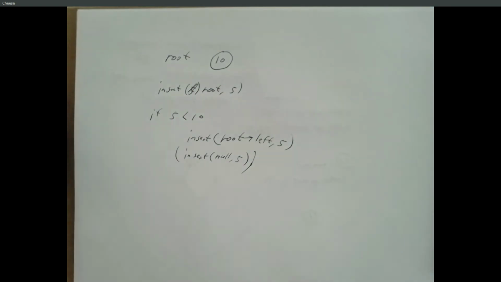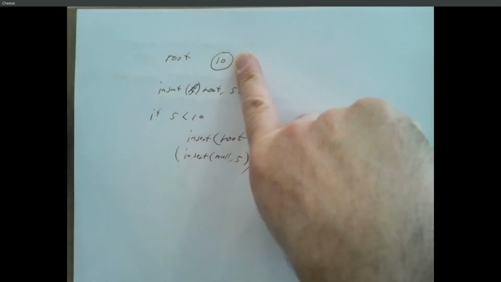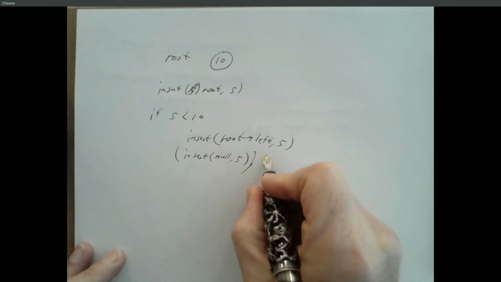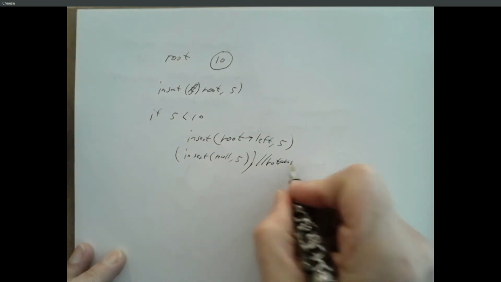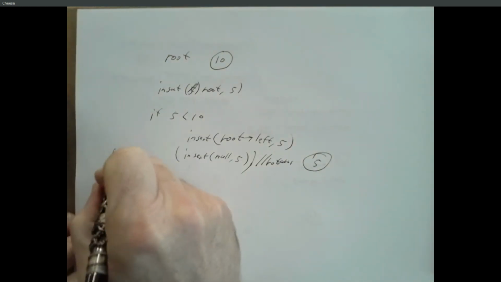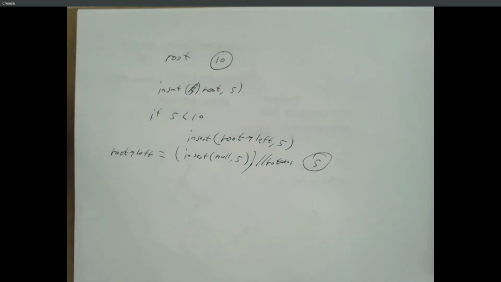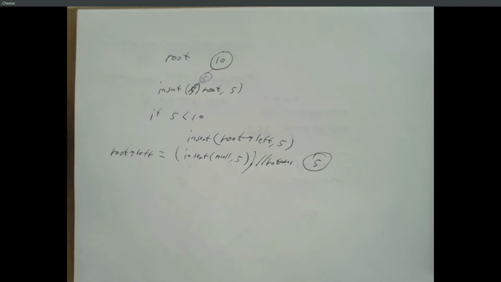And if that's all we do, when we're done, our root still looks like it's just a single node, 10. This is going to return a tree containing one node, which is a 5. The only way that becomes part of this tree is if we say root left equals whatever insert returns. So now our root was 10, the left child is going to be what insert returns, which is a 5. Now we're building a tree.